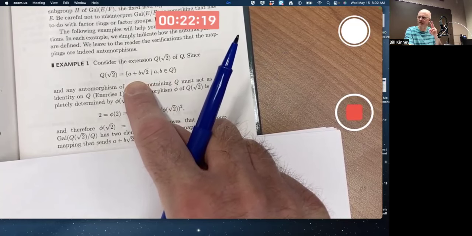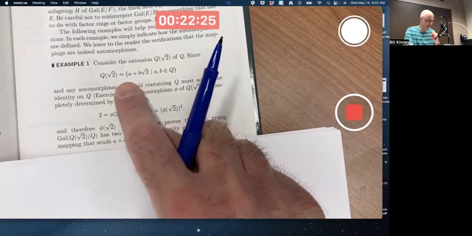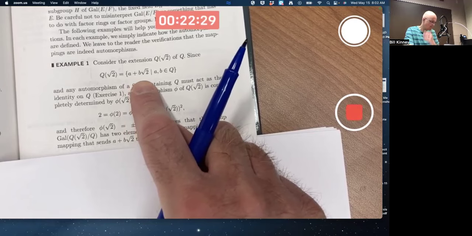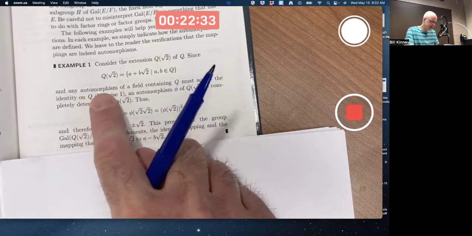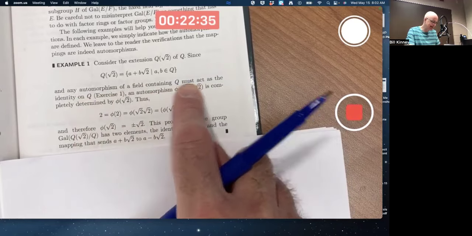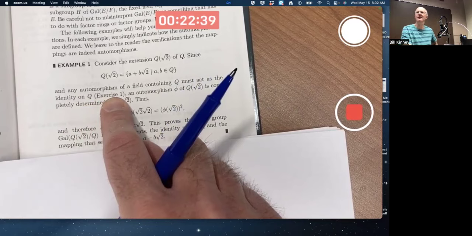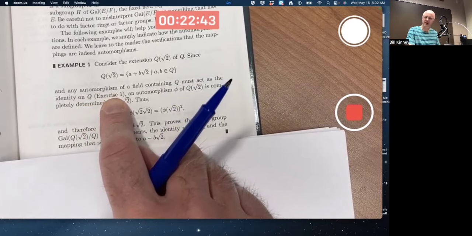Are 1 and square root of 2 linearly independent? Yes, that takes some proof. It's not a difficult proof, but it is true. This is claiming spanning right here. It says, since that's true, and any automorphism of a field containing Q must act as the identity on Q, exercise 1. Maybe we should do exercise 1. But let's see what their point is.